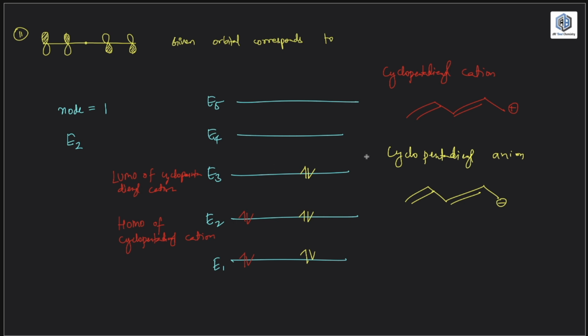Whereas E3 will be HOMO of what? HOMO of cyclopentadienyl anion, and E4 will be LUMO of this same thing. Now in the question, the orbital was corresponding to E2. So E2 is nothing but HOMO of cyclopentadienyl carbocation. So the correct answer will be the option which says HOMO of cyclopentadienyl cation.